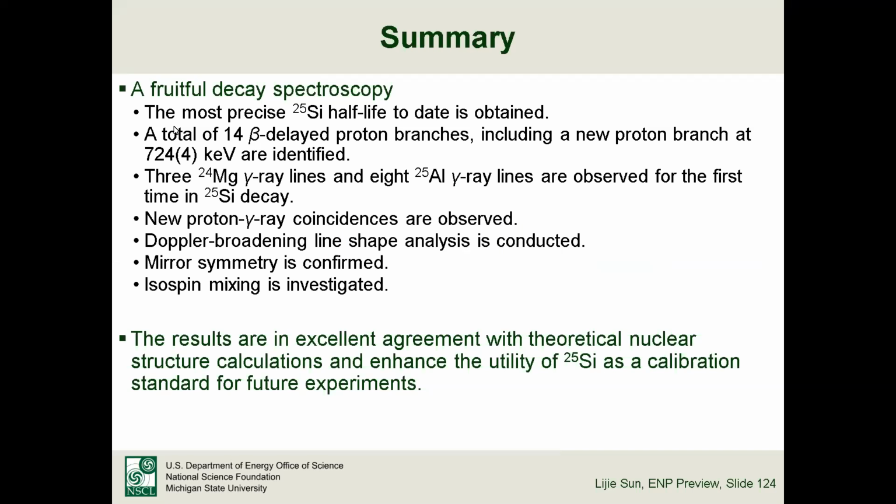So to sum up, the silicon-25 beta decays were measured by using the GADGET detection system here at NSCL, yielding lots of new and valuable spectroscopic information, as well as providing a stringent test for nuclear theories beyond the stability line. This work also enhanced the utility of silicon-25 as a calibration standard for future experiments.